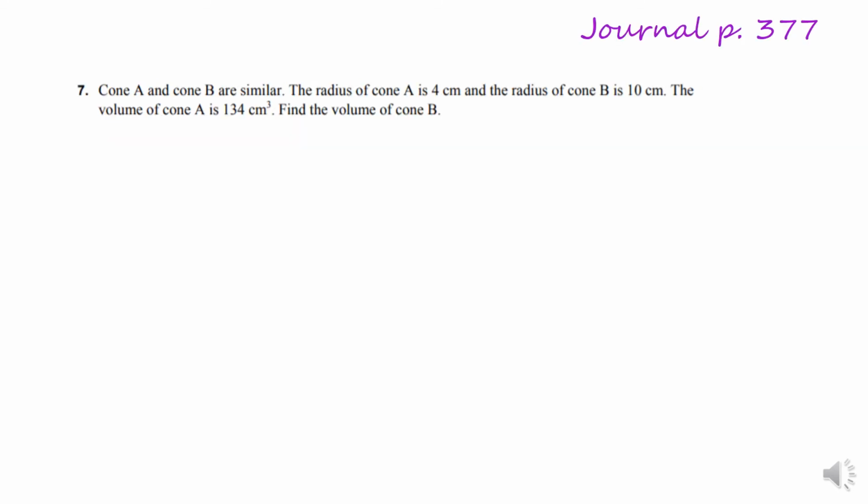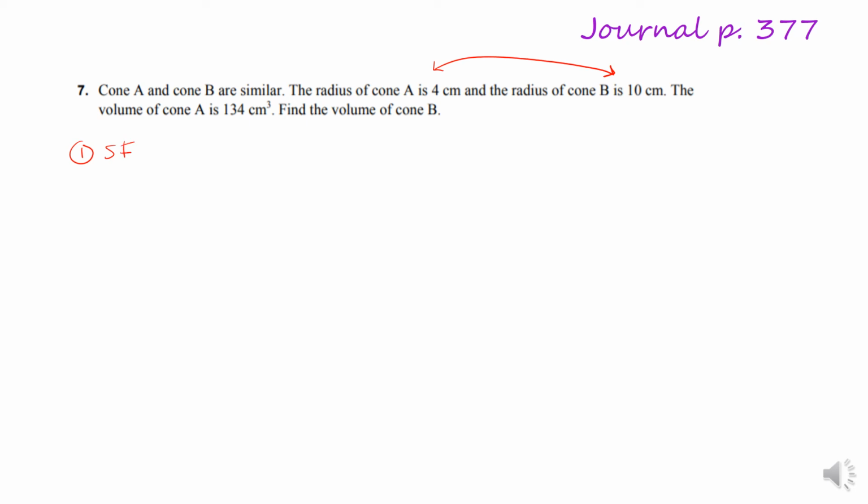Okay, so cone A and cone B are similar. The radius of cone A is 4 centimeters and the radius of cone B is 10. So there's your measurements that you can use to find the scale factor. The volume of cone A is 134 centimeters. So this is just like the last one. So first thing, find the scale factor.